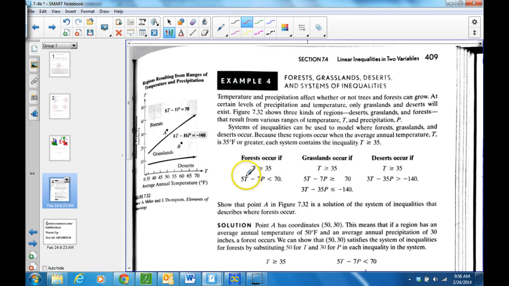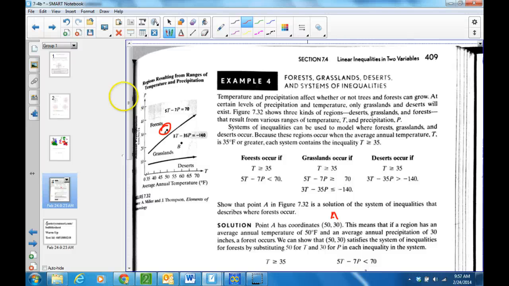Forests can occur if you have 5 times the temperature minus 7 times the precipitation is less than 70. And then for grasslands, you have another condition that has to happen, and that's this one: 3t minus 35p is less than negative 140. What they're wanting us to do right now is test to see if A, which happens to be the point 50, 30, can be a region where forests occur.